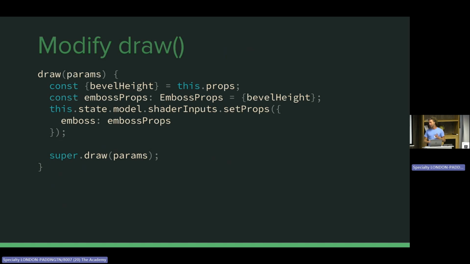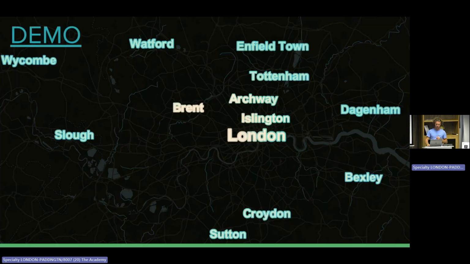And then the one thing we mustn't forget is to modify the draw function, which has now got an extra prop, so we can control this from the outside. So here I just have a very simple single prop, which is the height of the bevel. How much are we raising the text above? And that's going to control the shape of it.